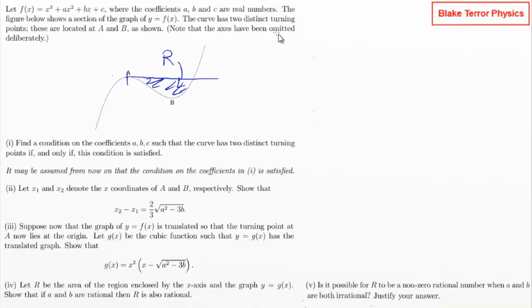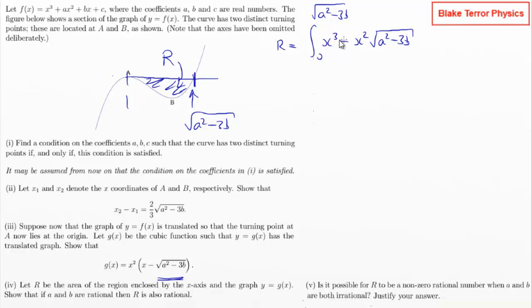Right, okay, so R is going to be the integral from 0 up to some value here, whatever that is. We don't know what that is yet, do we? Oh, well, it's easy enough to see because the other root is going to be this when x is the square root of a squared minus 3b. Right, so R then is going to be the integral from 0 to the square root of a squared minus 3b of g of x, which is x cubed minus x squared, the square root of a squared minus 3b, dx.